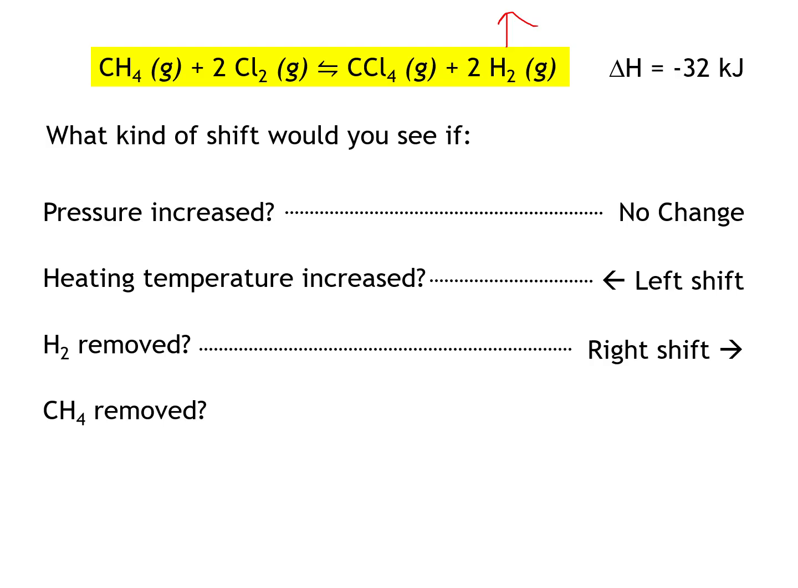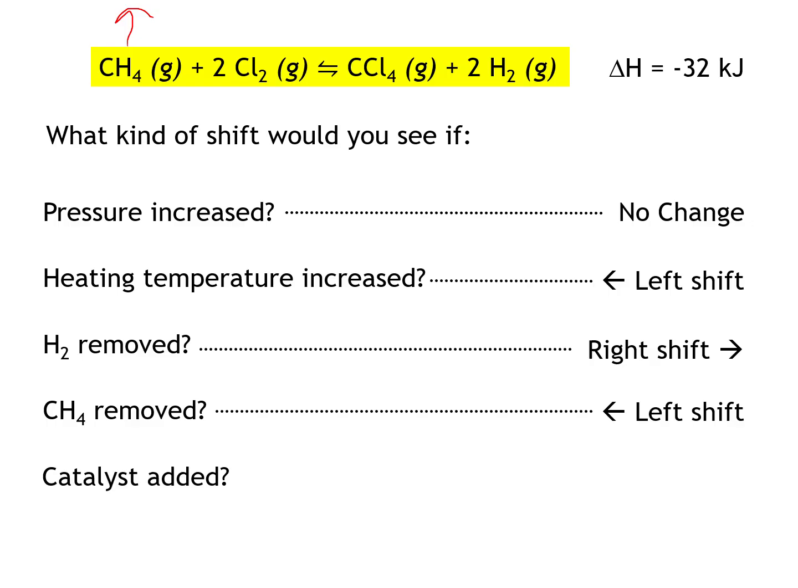And then CH4 removed. So that means now we're making the left-hand side lighter. So it's going to be tilting up on the left-hand side, so it'll be a left shift. And then catalyst added. This is a favorite question to ask because actually a catalyst is not going to cause an equilibrium to shift. It causes the rate of the forward reaction to increase just as much as the rate of the reverse reaction. So the ratio ends up being the same. So that would be a no change.